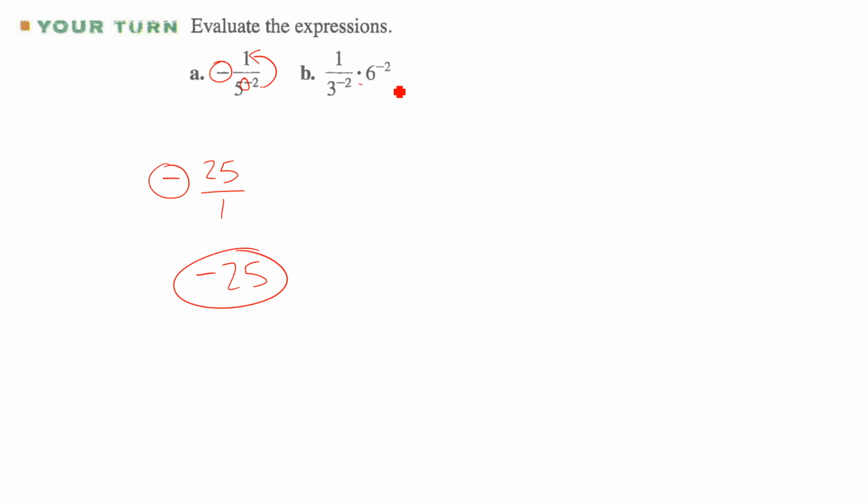Okay? All right, so I could put a 1 underneath here. That's going to go to the bottom, and this is going to go to the top. So we're going to have 3 squared on top and 6 squared in the denominator. That's 9 over 36. Can we reduce it? Yes, we can. If you can reduce, you always need to reduce. Our answer here is 1/4.